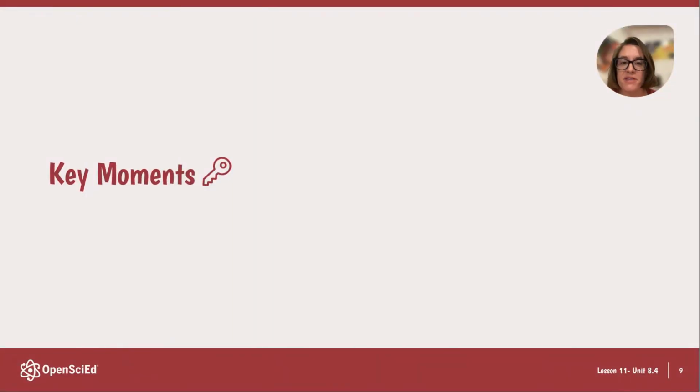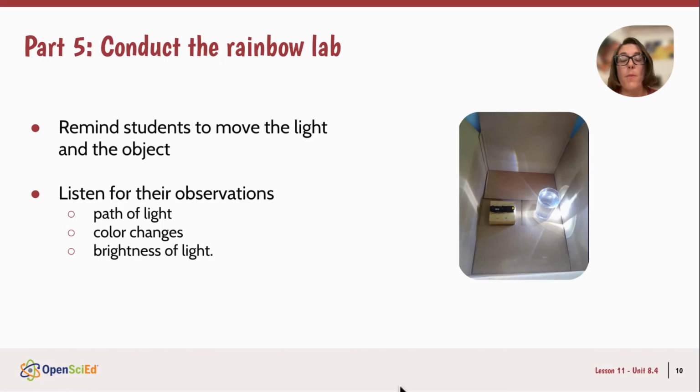Let's look at some key moments in Lesson 11. Part 5, Conducting the Rainbow Lab, is a really important piece of Day 1. Please remind students to move the light or the object after they take their initial observations. They want to find ways in which they can make the rainbow either bigger or brighter, or if they didn't see one to begin with, to get a rainbow to appear at all.